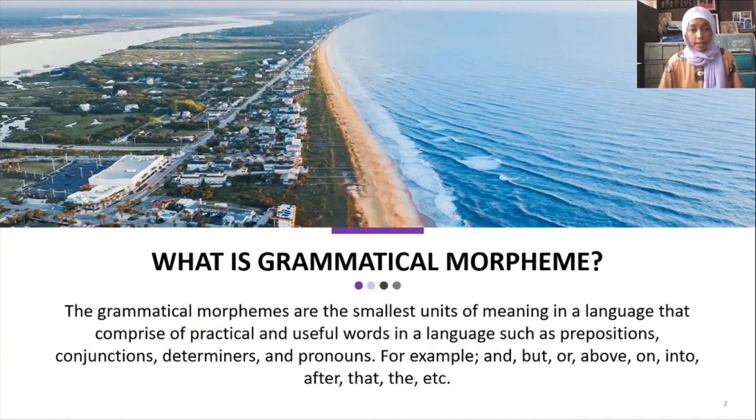So, what is a grammatical morpheme? Grammatical morphemes are the smallest units of meaning in a language that comprise practical and useful words in a language, such as prepositions, conjunctions, determiners, and pronouns. For example: and, but, or, above, on, into, after, that, the, etc.